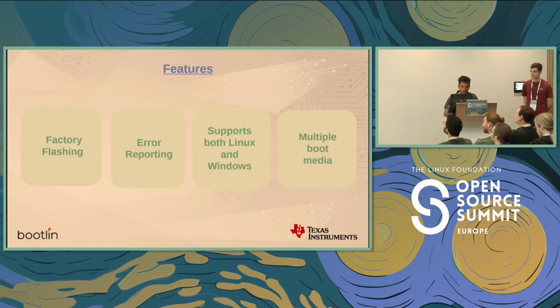So what are the features of our tool? It supports factory flashing. You can connect multiple devices, and it will flash them in parallel. Error reporting: it will tell you which devices have failed to flash, and you can modify and reflash them automatically. It supports both Linux and Windows, it's Python, and it supports multiple boot media. As long as you have support for U-Boot and dfu-util, you can flash to multiple boot media.